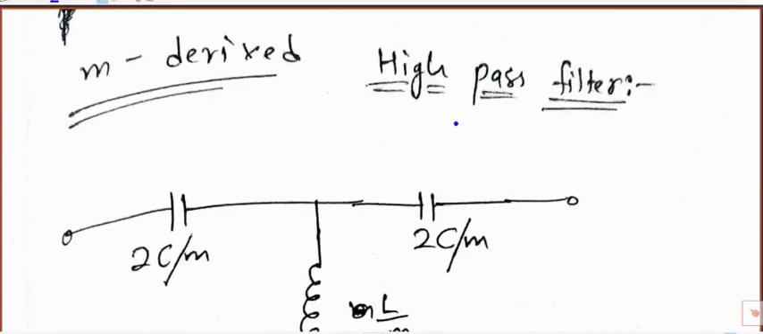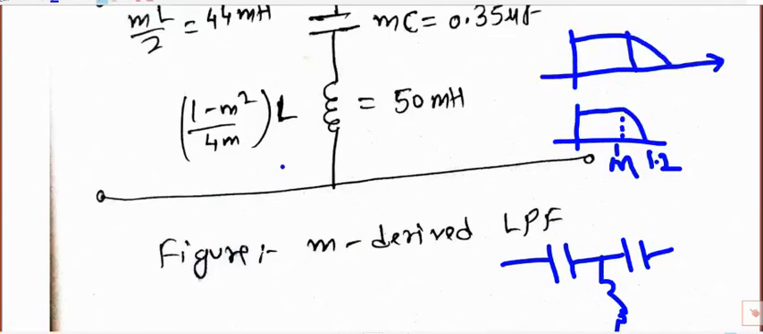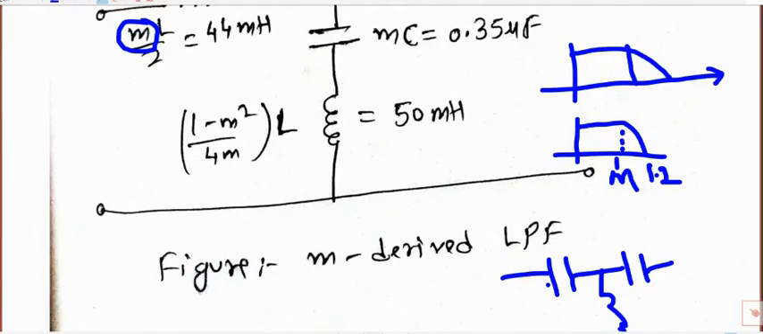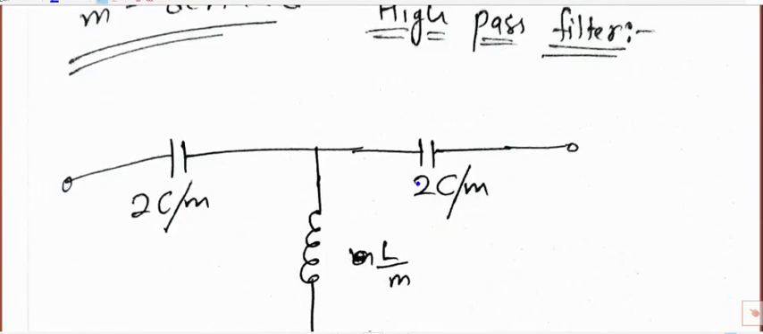Okay, next is M-derived high pass filter. So we know that for high pass filter, what are the components? 2C, 2C, L. In low pass filter, we are multiplying with the factor M. And in high pass filter, what will we do? We will divide by the factor M. So it becomes 2C by M, 2C by M, and L by M.